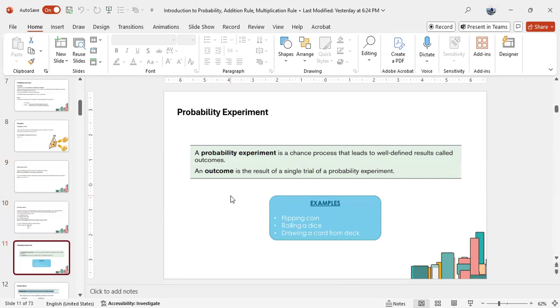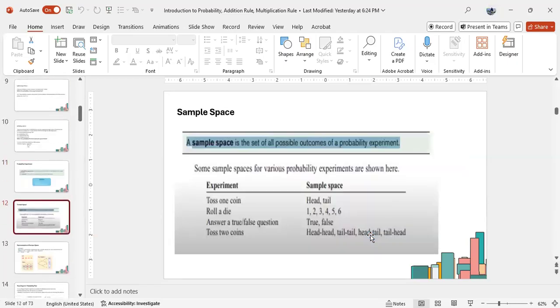Probability experiment. A probability experiment is a chance process that leads to well-defined results called outcomes. An outcome is the result of a single trial of a probability experiment. The different examples of probability experiments are flipping of a coin, rolling of dice, drawing a card from a deck, picking out bottles and pillows, as I have mentioned earlier.